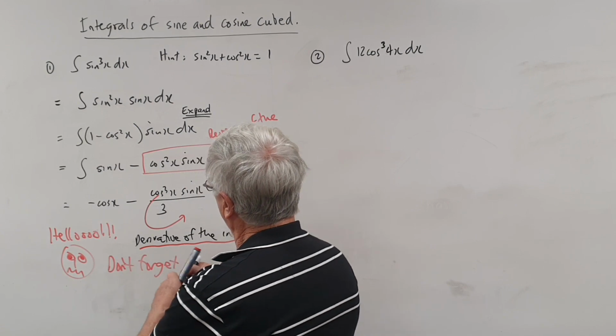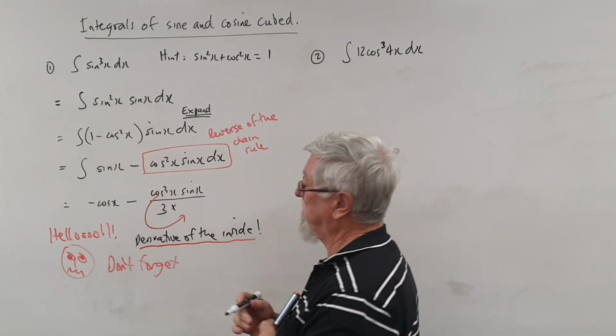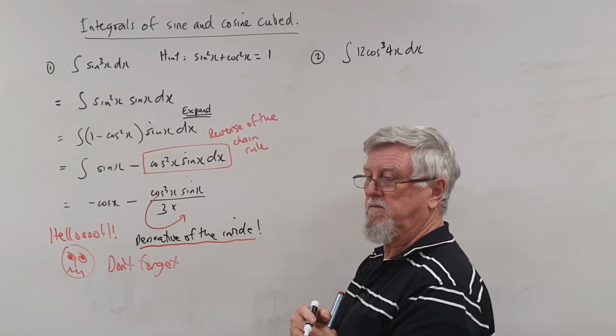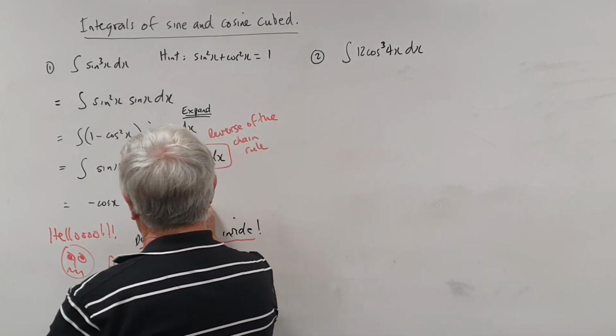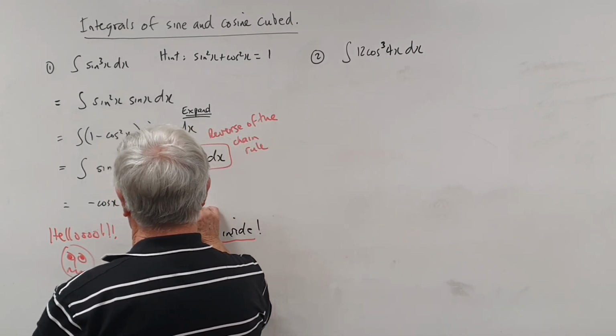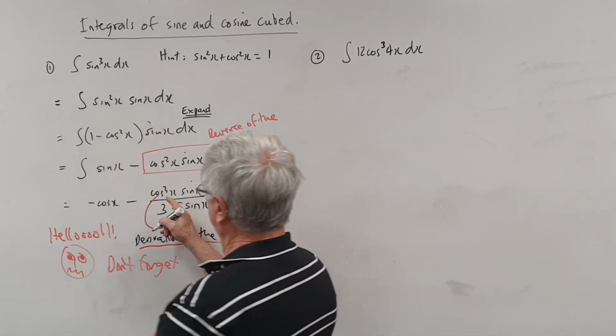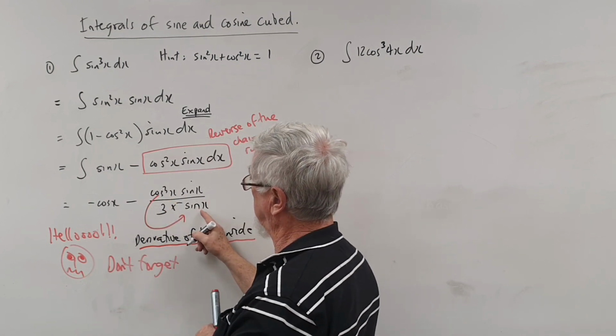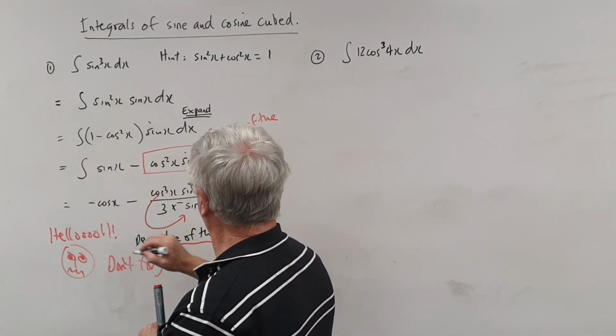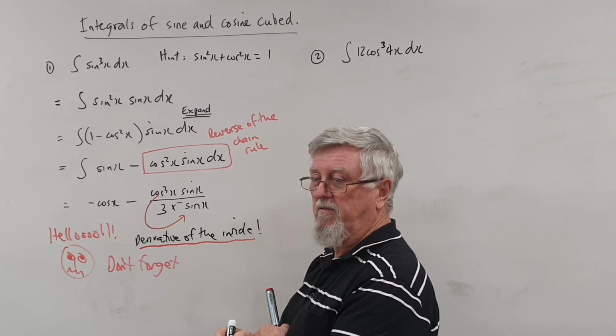And sine x is there for the ride. So sine x has got to stay there. Derivative of the inside, what's the derivative of cos? Just sine? So cos is a minus sine, isn't it? Derivative of cos is minus sine. Have I got it right?